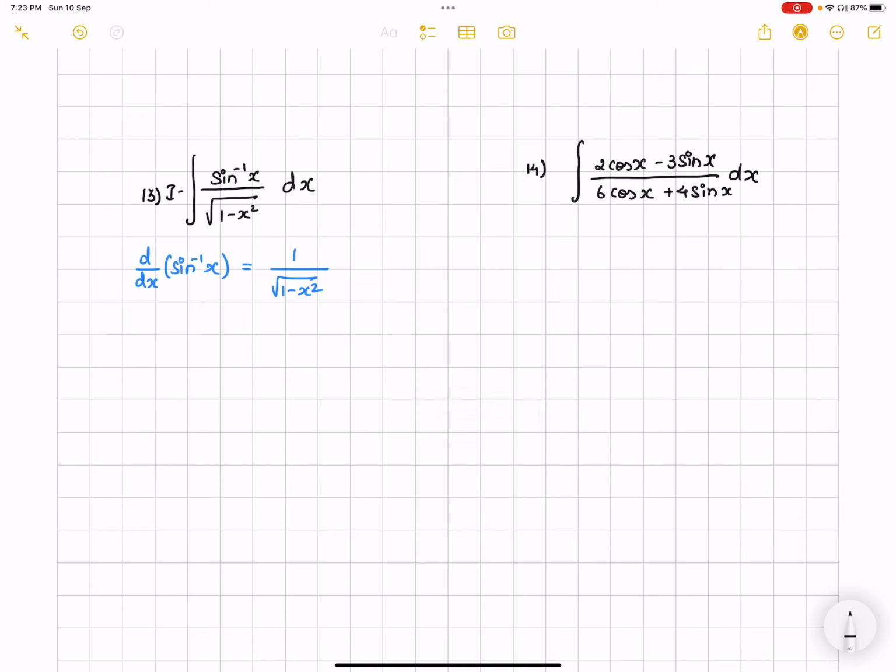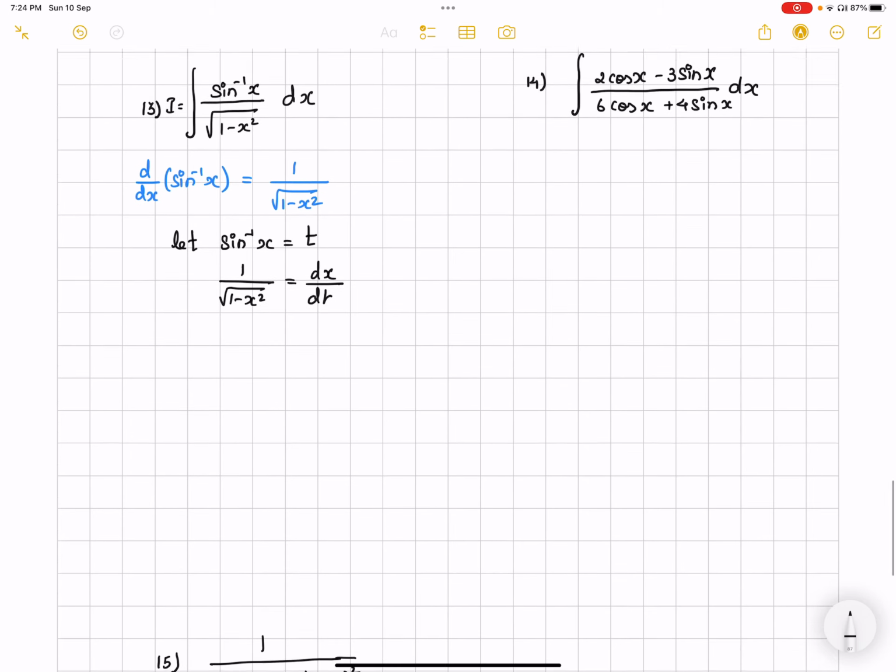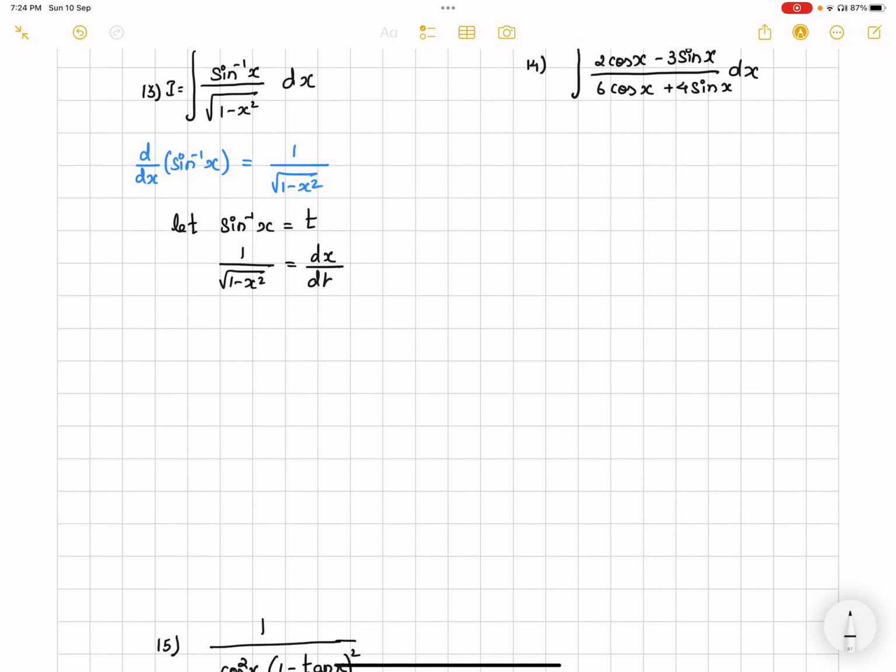So let me consider I is equal to. Now let sine inverse x be equal to t. Then 1 divided by root of 1 minus x square is equal to dt by dx when I differentiate it with respect to x. I'm sorry. So here we have dx divided by root of 1 minus x square is equal to dt.